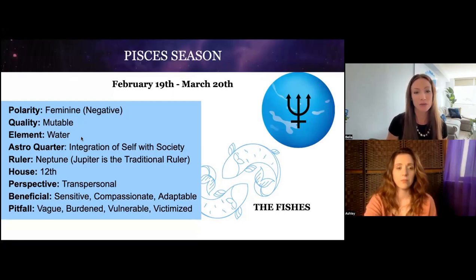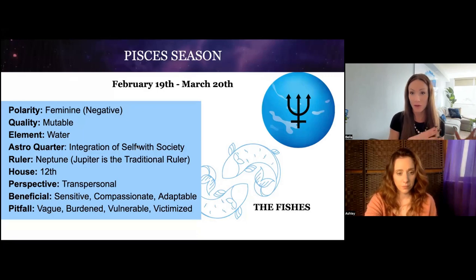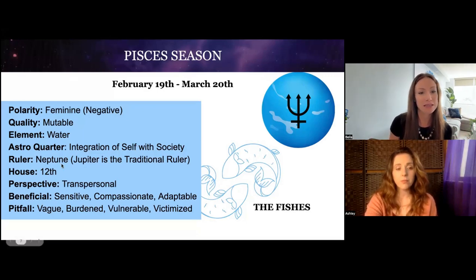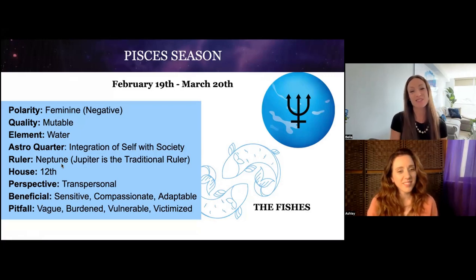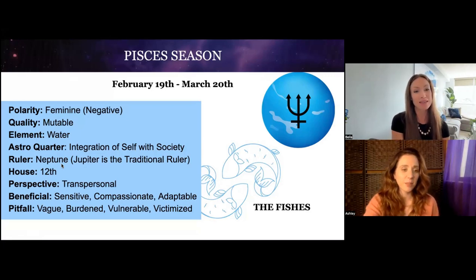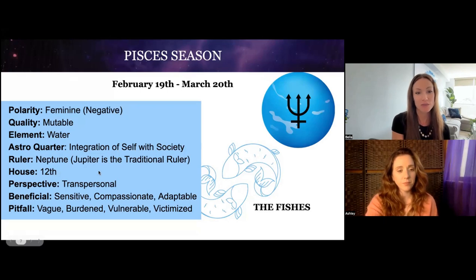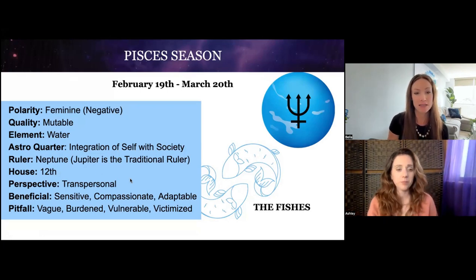We're still in the astro quarter of integration of self in society, because we're here at the end of the wheel in the transpersonal signs. The ruler is Neptune for Pisces, and Jupiter is the traditional ruler. It's corresponding to the 12th house. The perspective is transpersonal. The beneficial qualities here are sensitive, compassionate, and adaptable. And the pitfalls: vague, burdened, vulnerable, or victimized.